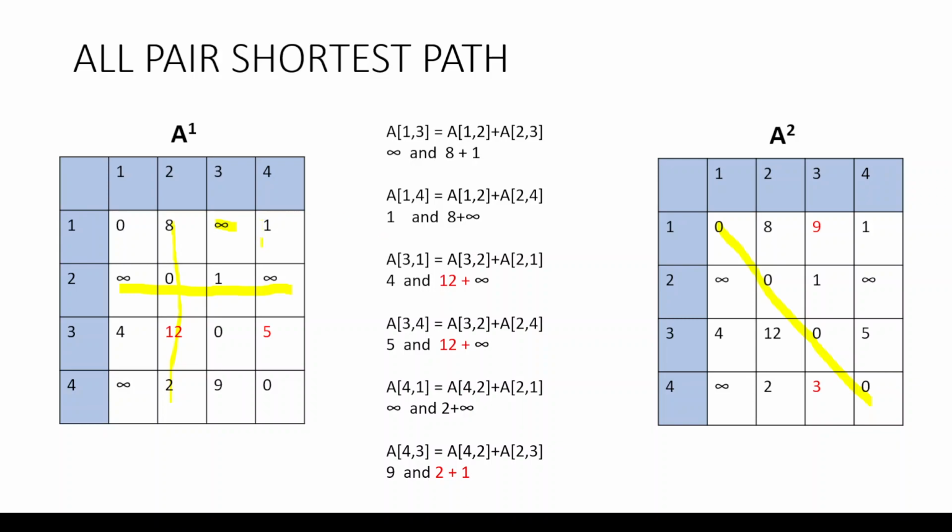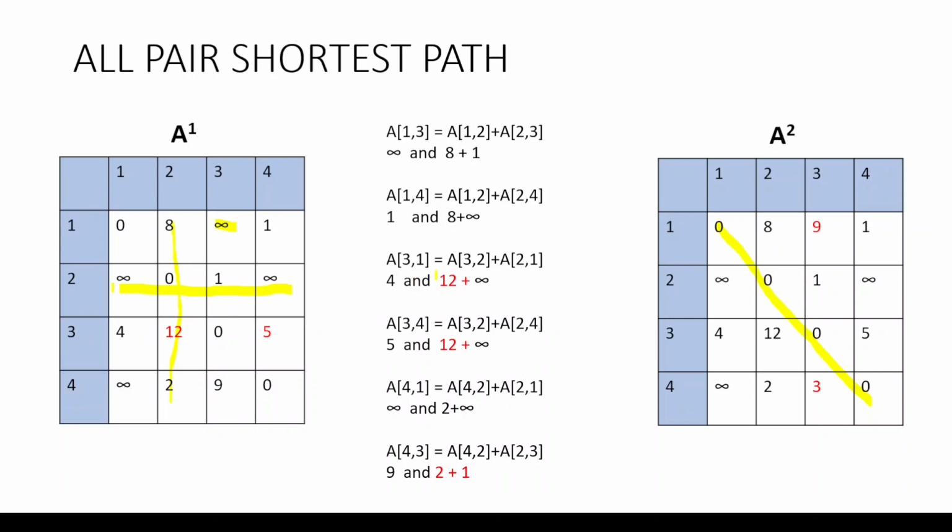Now I'll go for the next value, that is 1 comma 4. 1 comma 4 is A of 1 comma 2 plus A of 2 comma 4. A of 1 comma 4 is 1. A of 1 comma 2 is 8. A of 2 comma 4 is infinity. So 1 and 8 plus infinity I am comparing. Smaller is 1. So I'll retain the old value 1. Now next value I have to find is A of 2 comma 1. No, I need not find that because this is in the same row of 2. Next value I need to find is A of 3 comma 1.